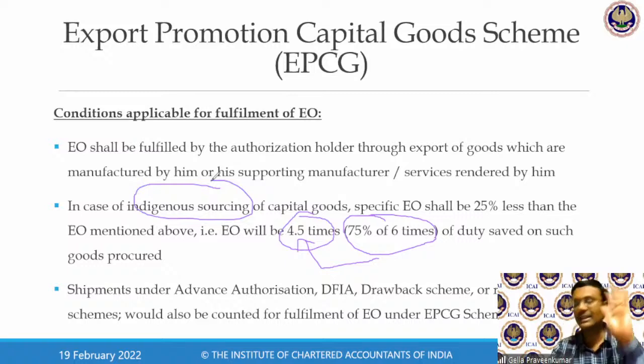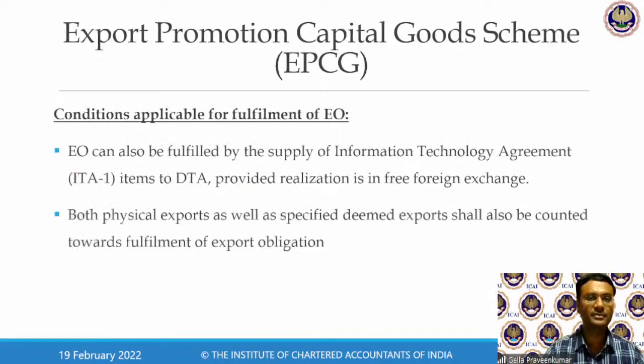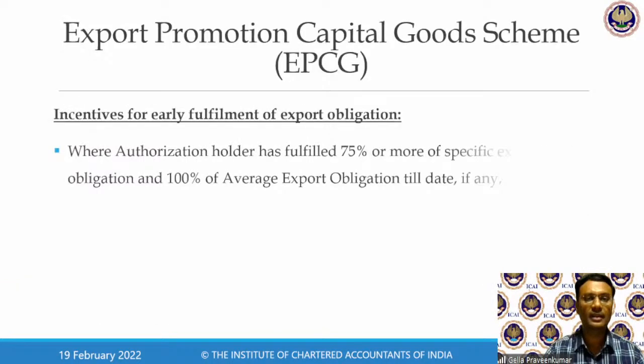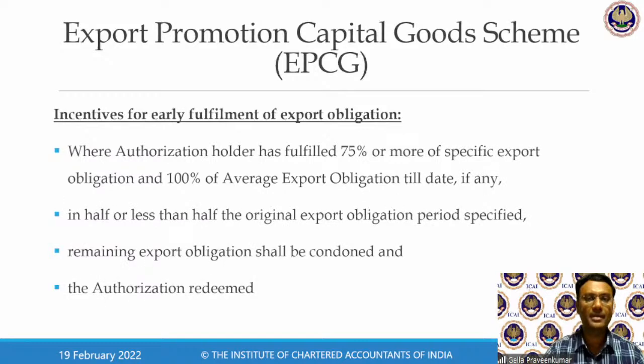Examination-wise, at best, these are the 2 aspects which would be tested. Deemed exports, shipments under advance authorization, DFIA, duty drawback, all this will be counted for your EPCG benefit. Now, if I have met my export obligation much ahead, then they will give me something called a discharge certificate for paying this money well in advance.